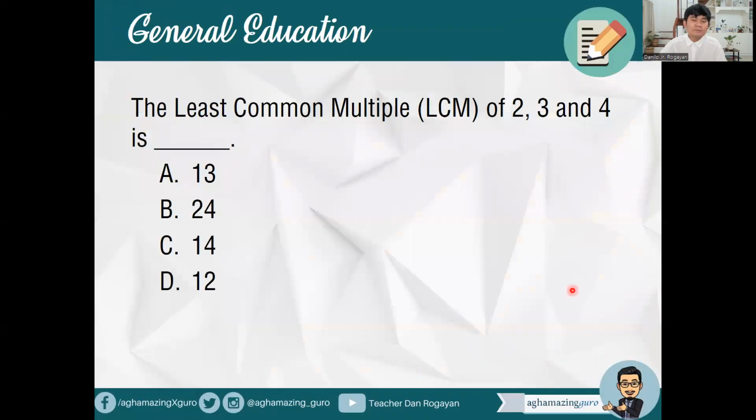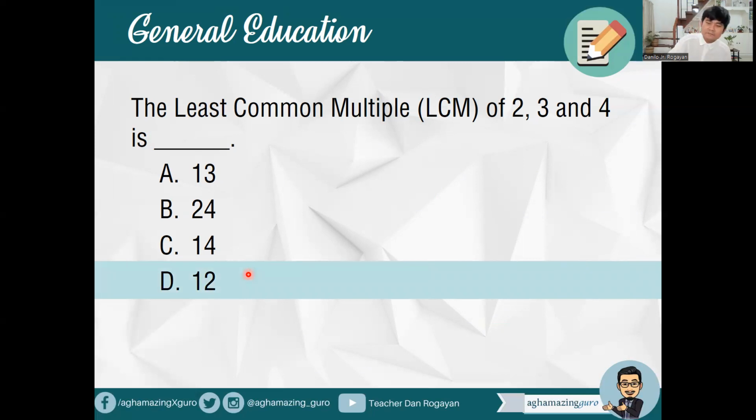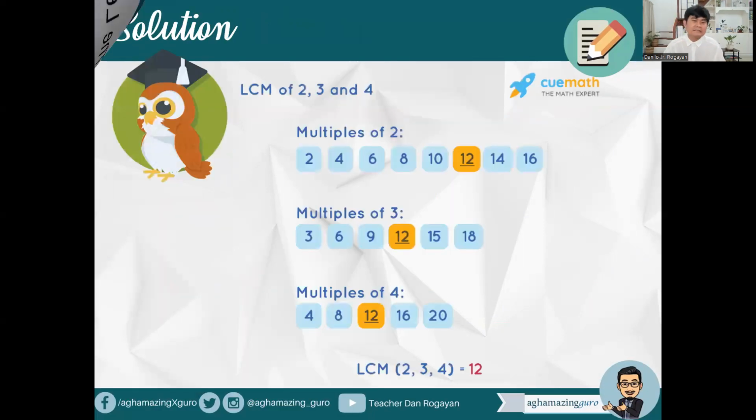So next, the least common multiple or LCM of 2, 3, and 4 is blank. A. 13, B. 24, C. 14, D. 12. What is the answer? The answer here is, of course, 12. All right. So in order for us to get this, of course, we need to know the multiples. We're looking for the LCM of 2, 3, and 4. So we have to know the multiples of 2, 3, and 4. Multiples of 2: 2, 4, 6, 8, 10, 12, 14, 16. Multiples of 3: 3, 6, 9, 12, 15. Multiples of 4: 4, 8, 12, 16, 20.